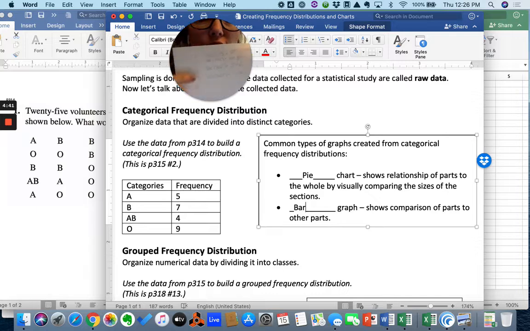So for the A's, 5 of those 25 blood types are A. So 5/25ths of the total. So I multiply on the calculator 5/25 times the 360 degrees that go all the way around the circle, and 72 degrees of that is going to be A. So that's going to be smaller than 90, but bigger than 45. So maybe like there-ish. It'll be about that big of a chunk.